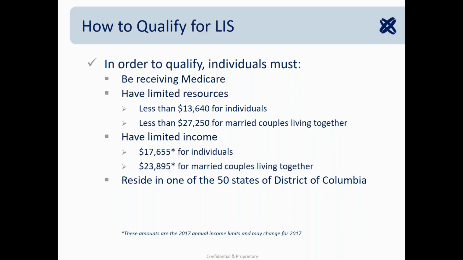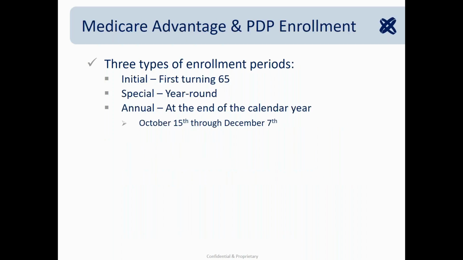In order to qualify, individuals must be receiving Medicare and have limited resources. You must have less than $13,640 for an individual and less than $27,250 for a married couple living together. You must have limited income. The income must be less than $17,655 for an individual, and for a married couple must be less than $23,895. You must reside in one of the 50 states or the District of Columbia. As you notice, these income and resource levels are above the Medicaid level, so you can earn more and may not qualify for Medicaid, but you may qualify for the low-income subsidy.